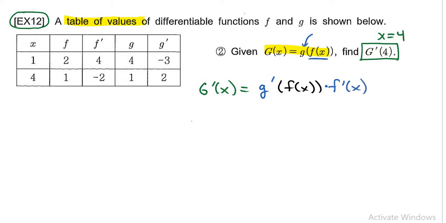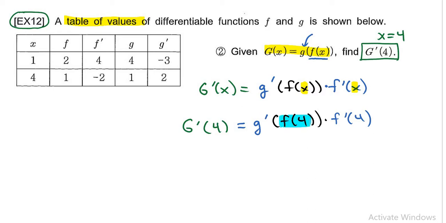Okay, so now we want to evaluate the derivative when x equals 4. So anytime you have an x value, those x values will change to 4. So this would be g prime of f of 4, close the bracket, times f prime of 4. Okay, so let's find out what f of 4 is. In order to find f of 4, I need to go to my table of values. So here's f and here's 4. So f of 4 has a value of 1. So this whole expression will now be 1.